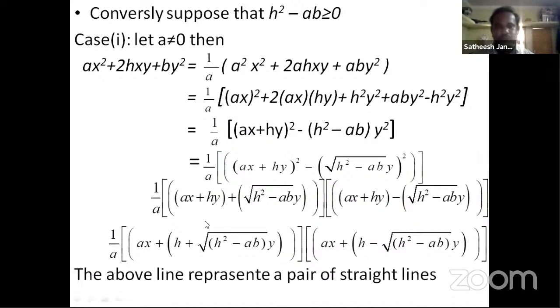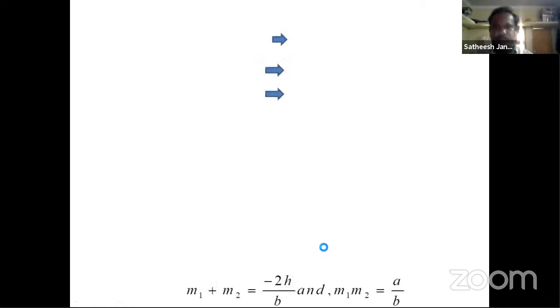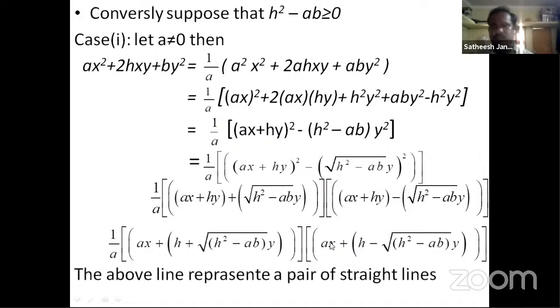1 by a into, taking y common in these two terms, the only x term is ax plus, taking y common, h plus under root of h square minus ab into y. In these terms also, ax term plus taking y common, h minus under root of h square minus ab into y. That means h equal to 0 is a product of two lines, which are passing through the origin.